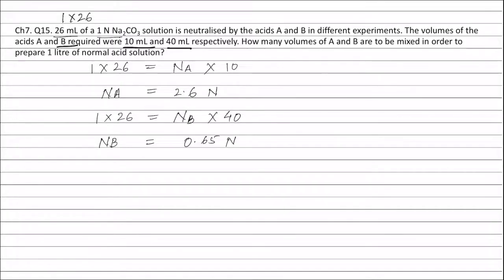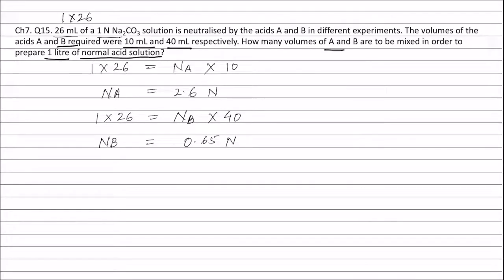Now the second part of the question, how many volumes of A and B are to be mixed in order to prepare 1 liter of normal acid solution? So volume of the final acid solution is 1 liter or 1000 milliliter, and the normality of the final acid solution is 1.